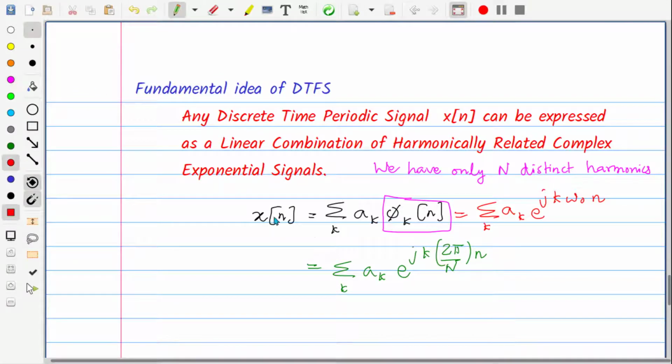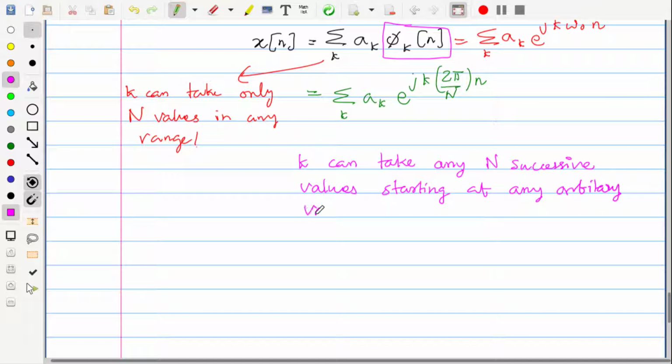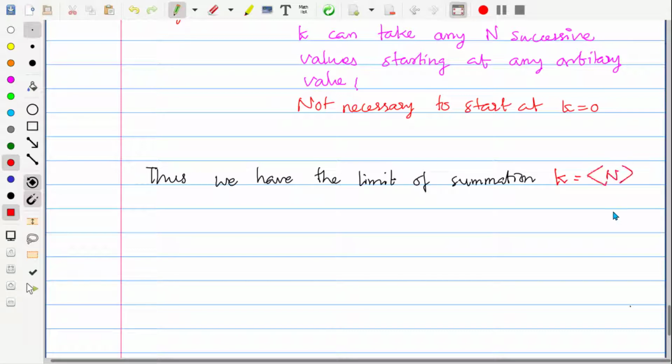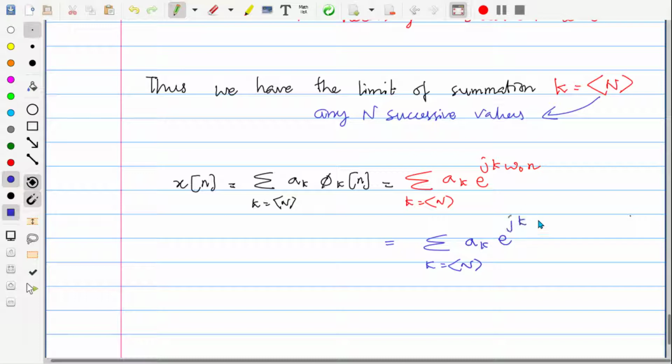And it is to be noted that these phi_k of n are distinct only over a range of N successive values of k, and the summation in the above equation need only include terms over this particular range. Thus, the summation is with respect to k, and k varies over a range of N successive integers beginning with any value of k. It is not necessary that k has to start from 0. We can start k at any value, but from k we have to take N successive values for the summation. So we can indicate this by expressing the limit of summation k as angle bracket N. That is, x of n is equal to summation k in the range N a_k phi_k, which is again equal to summation k in the range N a_k into e power j k omega 0 n.